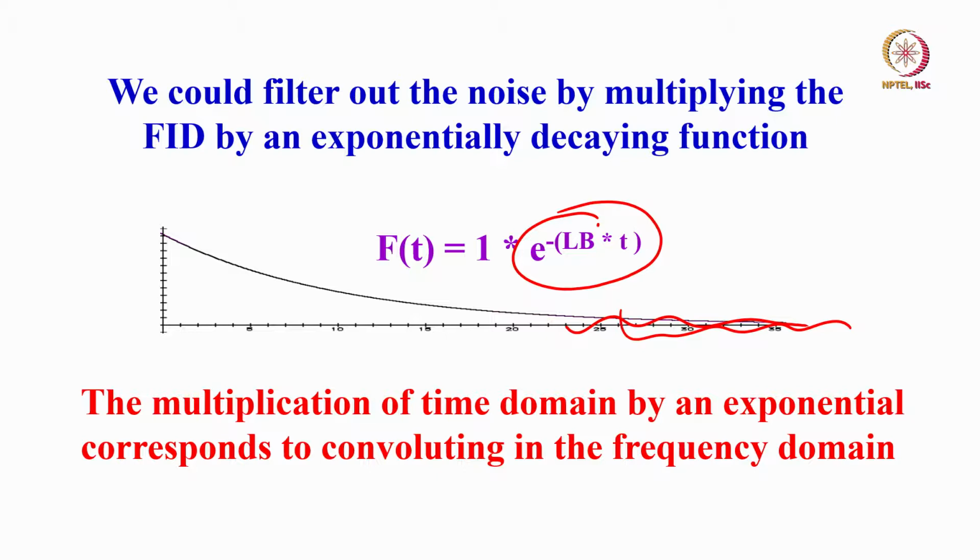I told you convolution of two functions in one domain is multiplication in the other domain. In the time domain now I am multiplying two functions. One is an exponentially decaying function. For that I am multiplying by another exponentially decaying function. That means I am convoluting these two functions in the frequency domain. Now we found the use of the convolution theorem in NMR which we discussed. This is the convolution theorem.